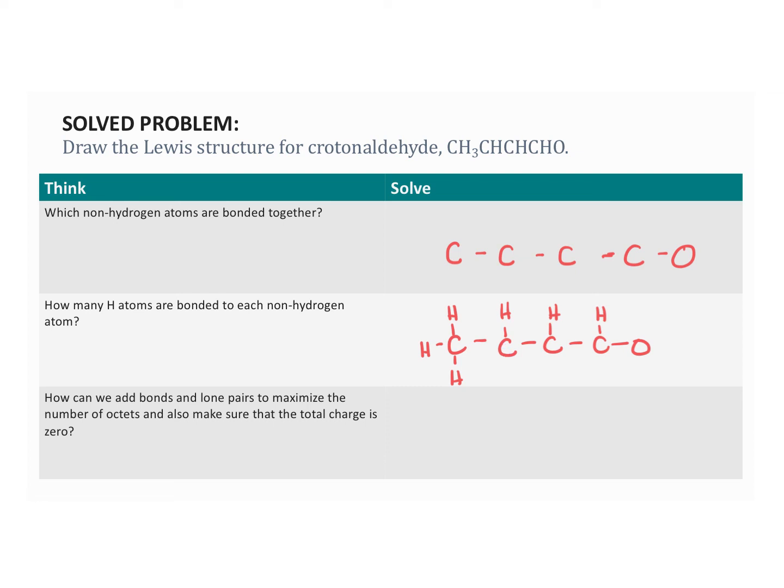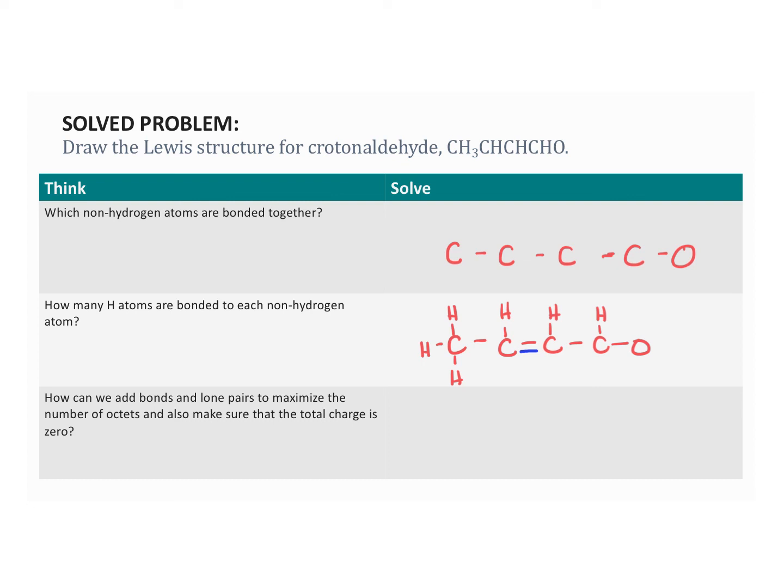Now I come to this carbon, I go, oh snap, look, 1, 2, 3. It doesn't have a full octet and there's no charge. And this one doesn't have a full octet and there's no charge. If I draw a double bond here, that will give all of those atoms access to a full octet. So that makes both of those carbons happy.